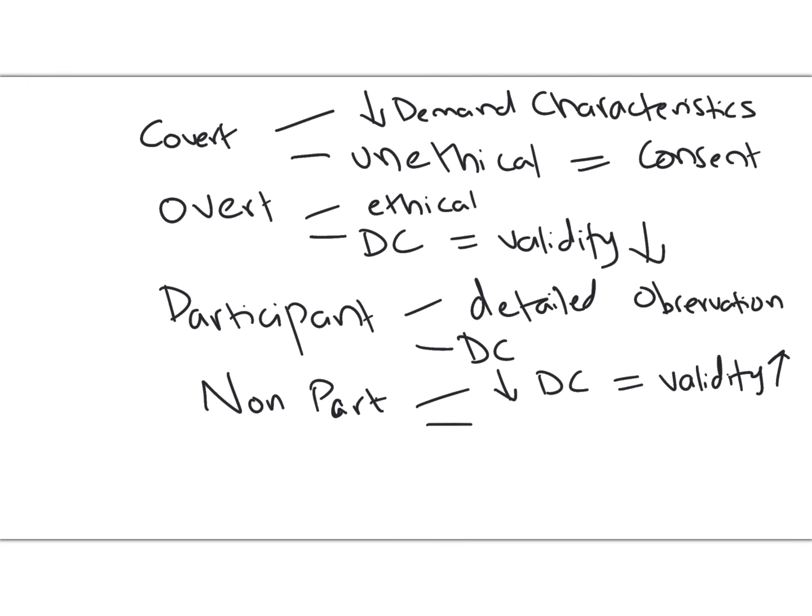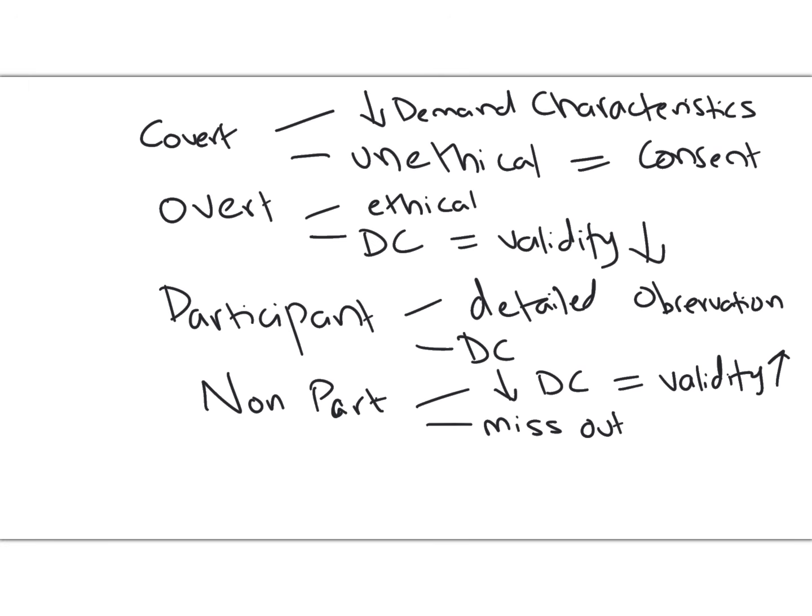But the weakness of a non-participant observation would be that if you're away from the group, you may miss out on some behaviors. You may make some mistakes because you're not close to them. So you might miss out on some behaviors. You might make some mistakes during your observation.